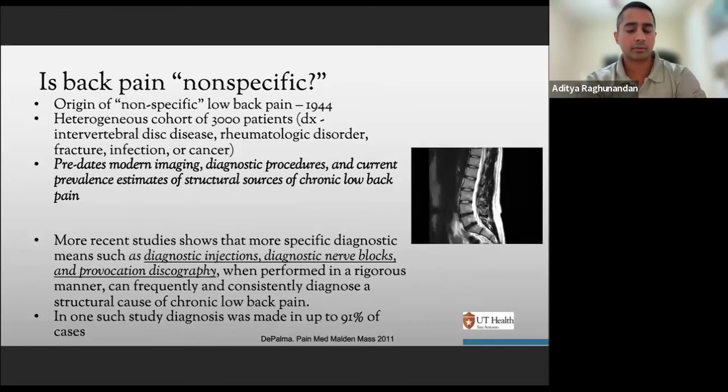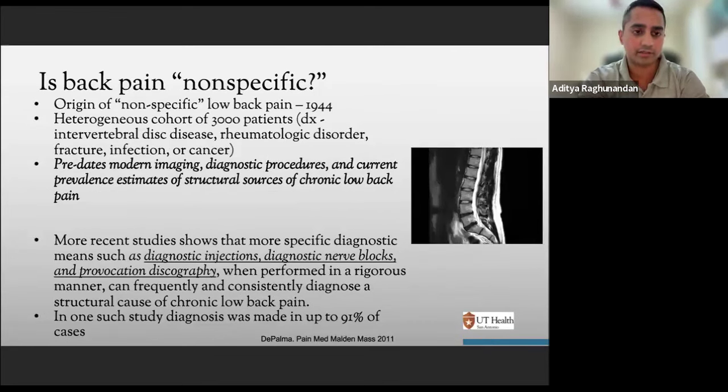I want to talk a little bit about some names that are out there, some taglines, things like non-specific back pain. Going back to the origin of this term, it dates back to a study done in the 1940s, where an orthopedic surgeon wanted to essentially do an epidemiology study, and he had 3,000 continuous patients with lower back pain.